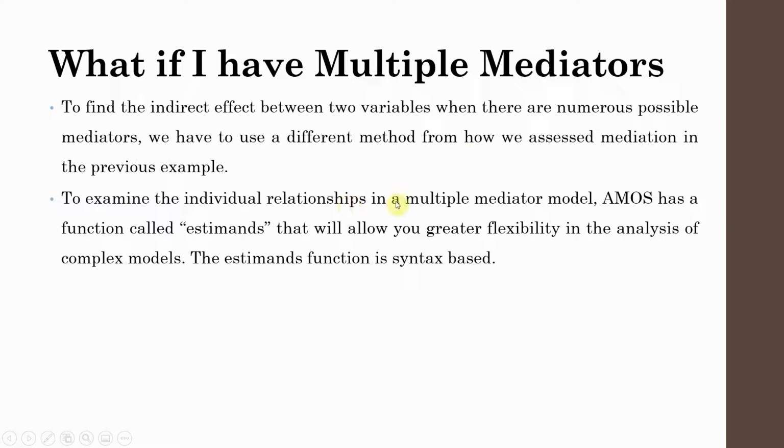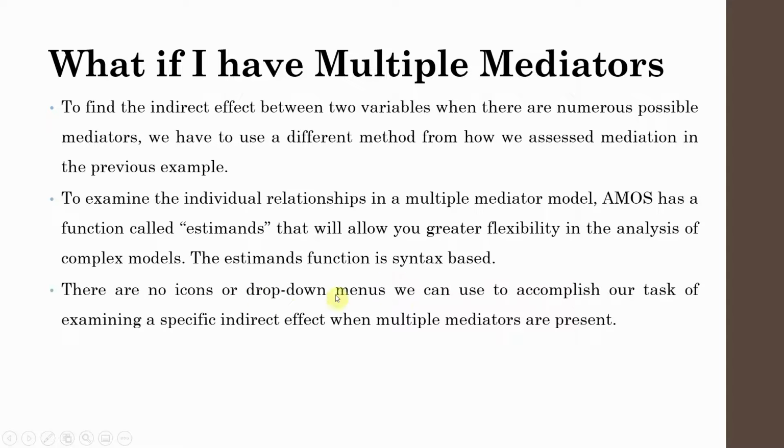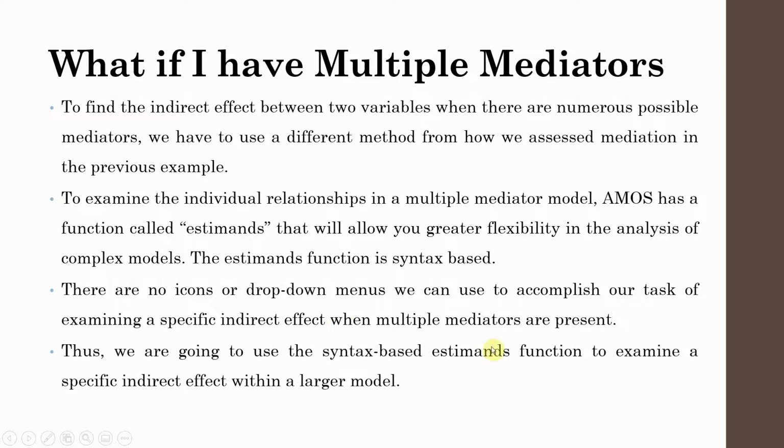To examine individual relationships in a multiple mediator model, AMOS has a function called Estimands that will allow you greater flexibility in the analysis of complex models. The Estimands function is syntax based, that is, you will have to write some sort of code, but that is very easy to write. There are no icons or drop-down menus we can use to accomplish our task of examining a specific indirect effect when we have multiple mediators in a model. We will have to use this Estimands function. Thus, we are going to use the syntax-based Estimands function to examine a specific indirect effect within a larger model.